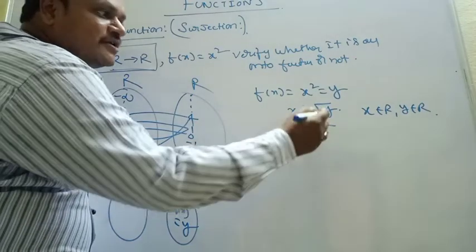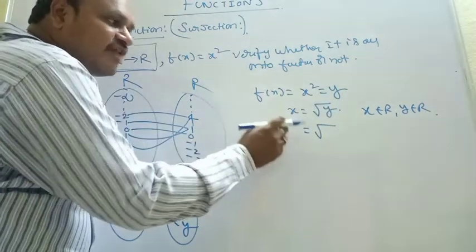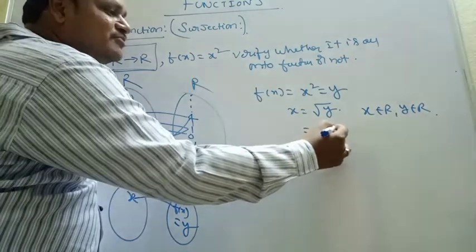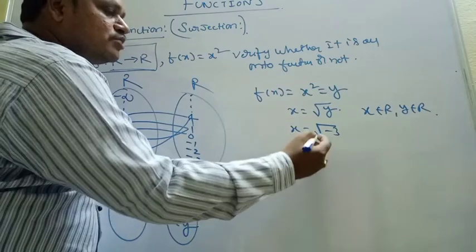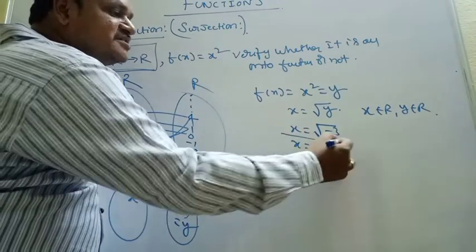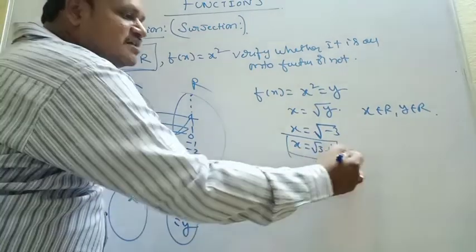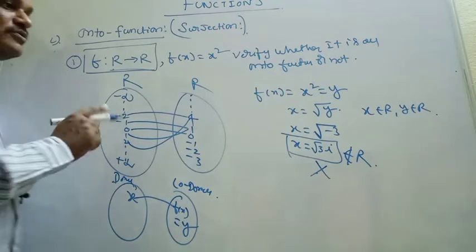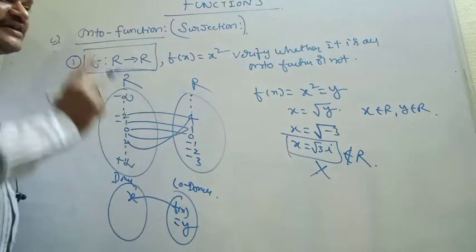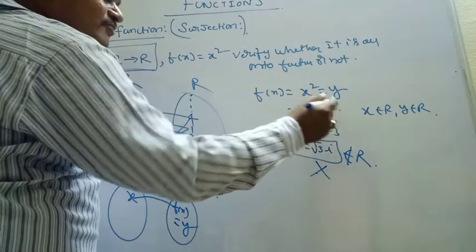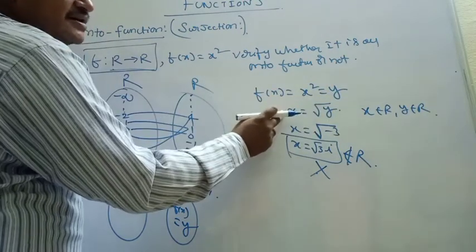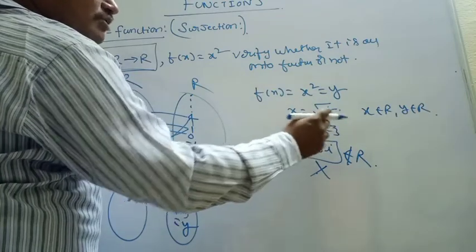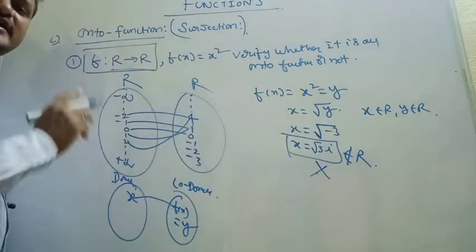Now if I take negative real numbers, may I find that x is a real number here? Suppose I take a negative number, minus 3. Then x equal to root over minus 3, that is nothing but root 3i. It is not a real number. That does not belong to R. Therefore, this is not an onto function. This is the way how you are going to check. For every real number y, I have to find one real number x. That means minus 3 is a real number, but x equal to root over minus 3 is not a real number. Therefore, it is not an onto function.